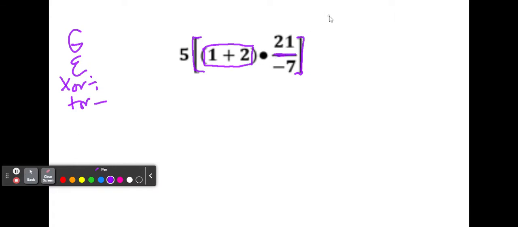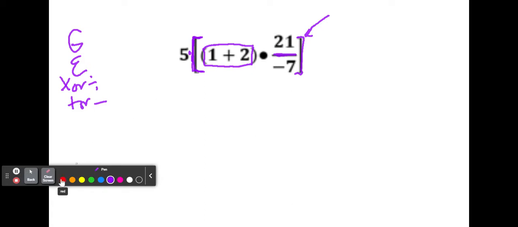So I need to do what's inside of these grouping symbols before I multiply this answer by 5. And I know this is multiplication because there's nothing outside between the 5 and the bracket. So I know this is going to be multiplication, but I have to do everything inside of here first.